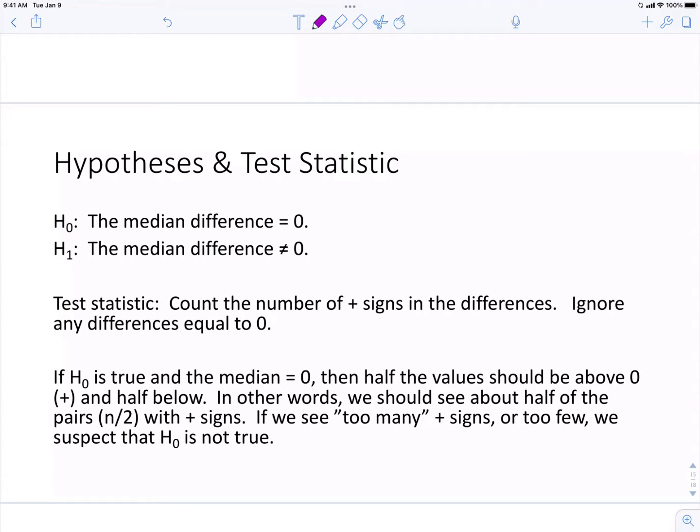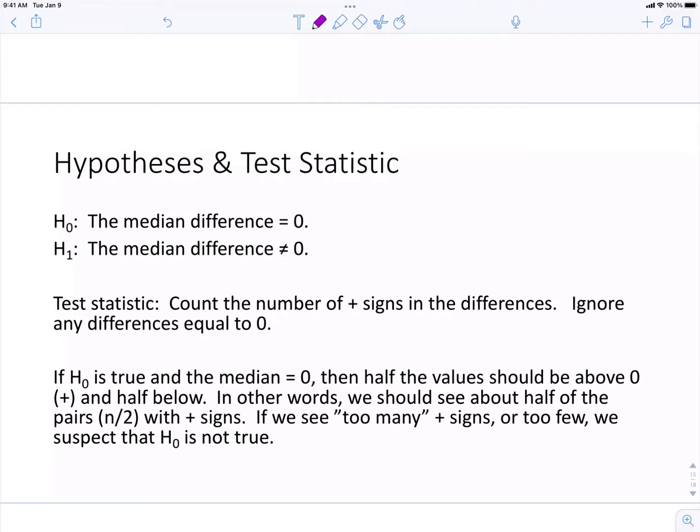The test statistic is super easy. Again, it's usually done with technology, but you could do it easily by hand, because all you're going to do is find the differences and then count the number of positive signs in the differences and count the number of negative signs in the differences, and you ignore any that are equal to 0.